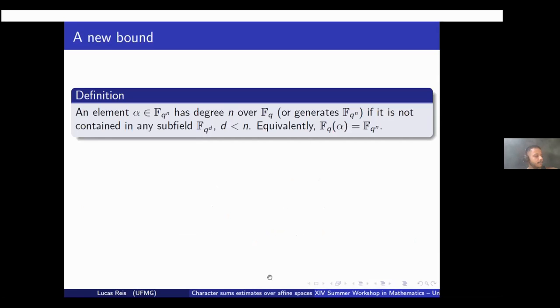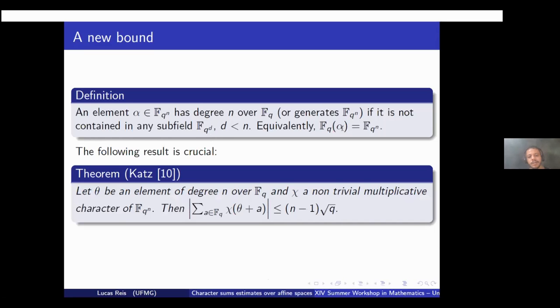So before I proceed to the result, I just need to define this. If I take an element alpha in F_q^n, I say this element has degree n over F_q, or is of degree n over F_q, if alpha is not contained in any subfield of F_q^n which is smaller than F_q^n, right? So in other words, in the sense of field extensions, this is a primitive element, but not the same primitive I defined at the beginning of the talk. And so considering elements of degree n, we have a very nice result.